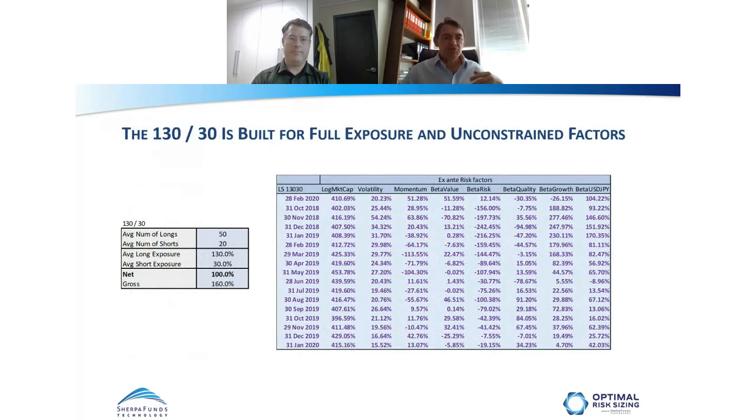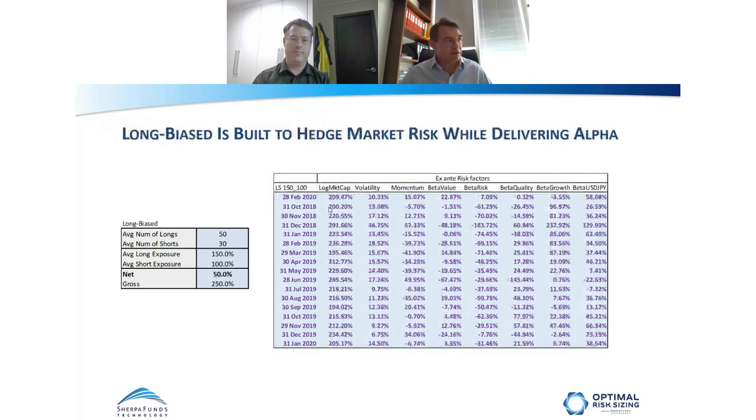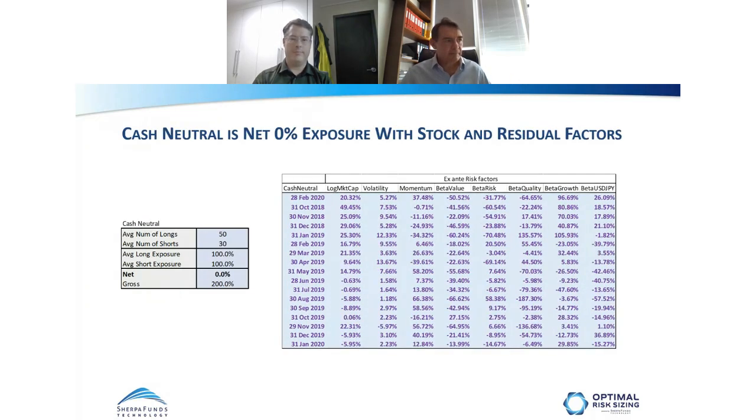So just quickly going through these portfolios, and the big block of data, let's not worry about this for a while, we'll come back to this in a second. We've got a 130-30, so roughly 50 stocks long, 20 stocks short, 130-30, so net of 100, gross of 160. We're a long bias, so again, 50 long, a few more shorts, 150 versus 100, so net of 50, gross of about 250.